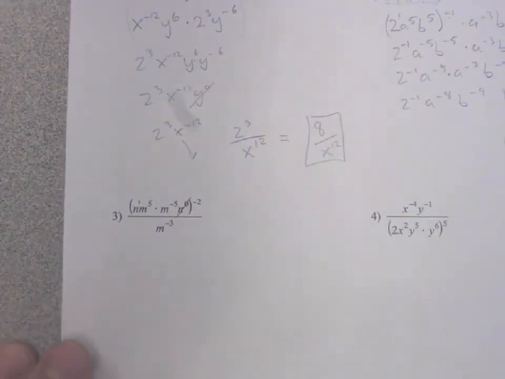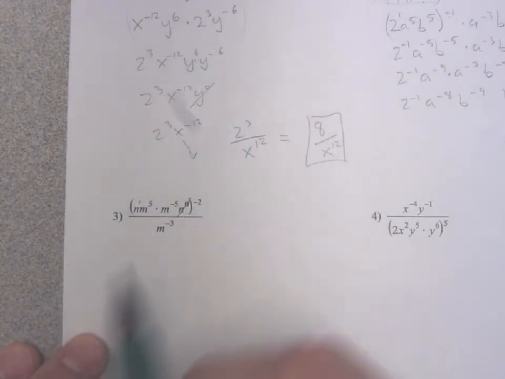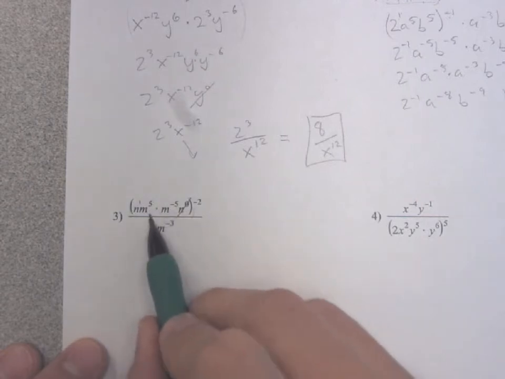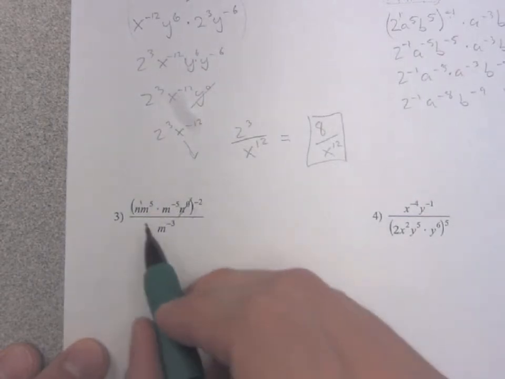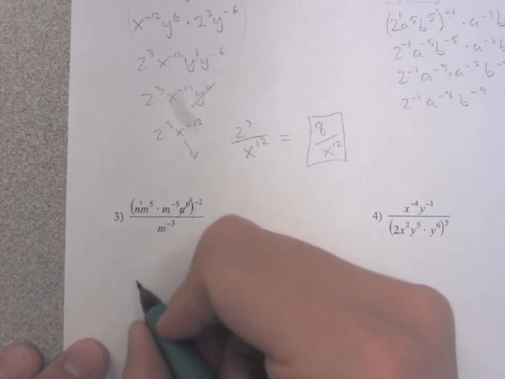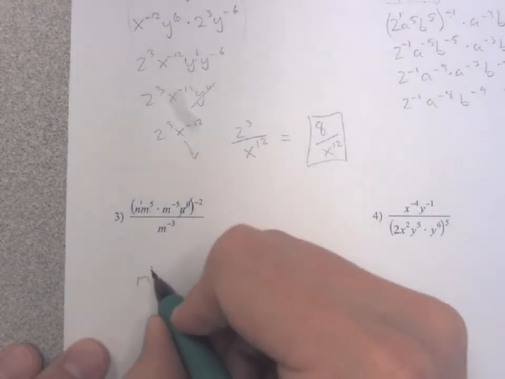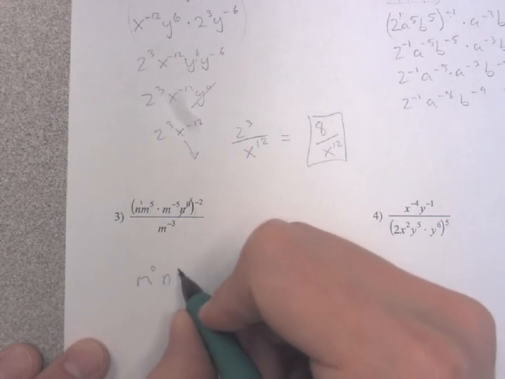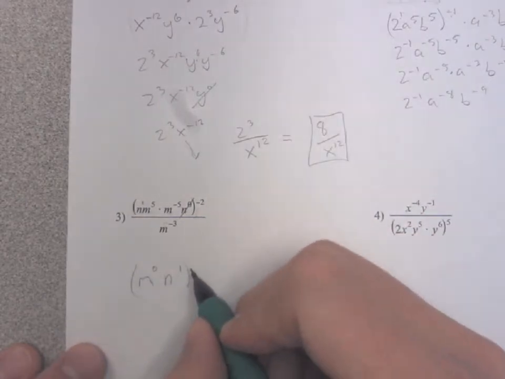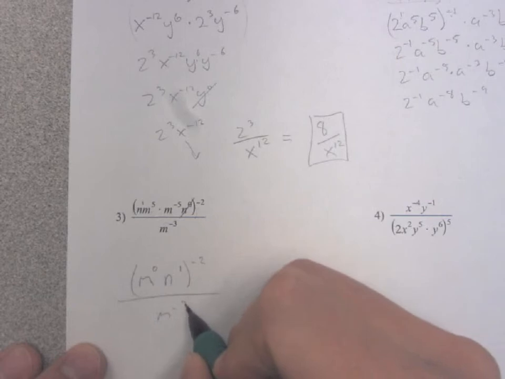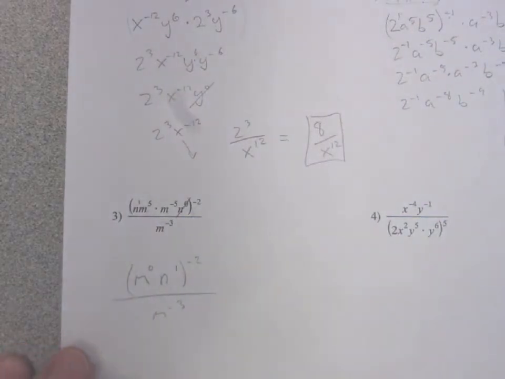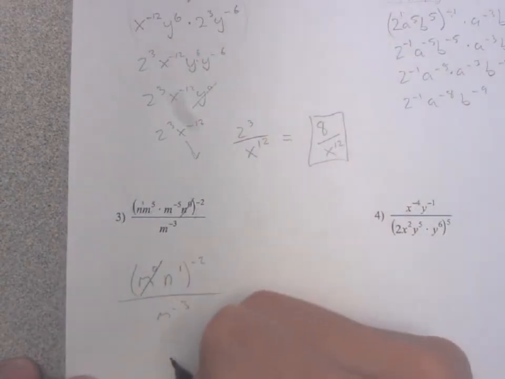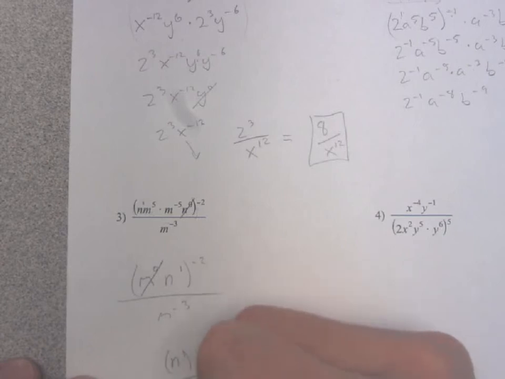All right, step 3, we're going to look inside of our parentheses and simplify within the parentheses. So we got m's, we had 2 n's, but this one canceled, so that's fine. So let's put these two together. So we have m to the 5 plus negative 5, so that's m to the 0, n to the 1, over m to the negative 3. Okay, as soon as we get that next 0 exponent, let's get rid of it and make it a 1. Okay, so then we got n to the 1 to the negative 2 over m to the negative 3.